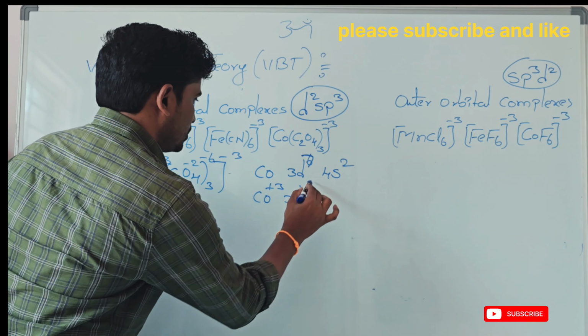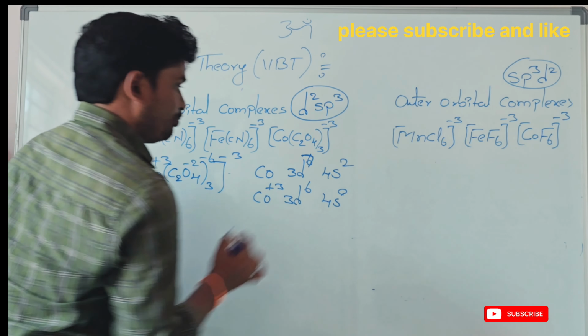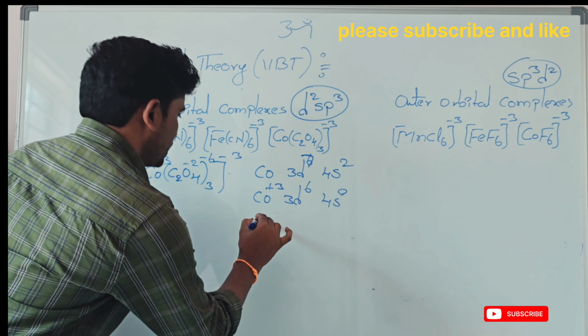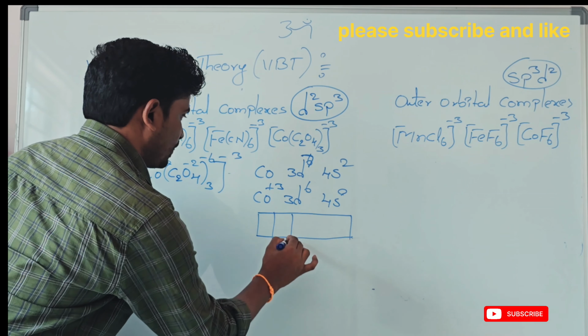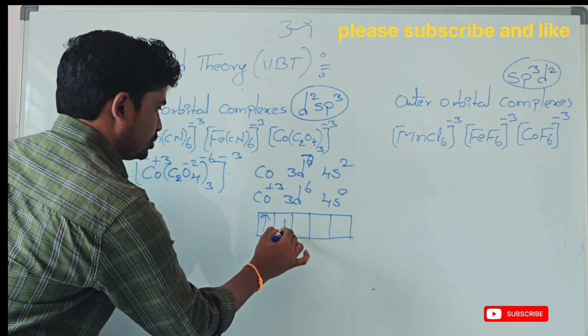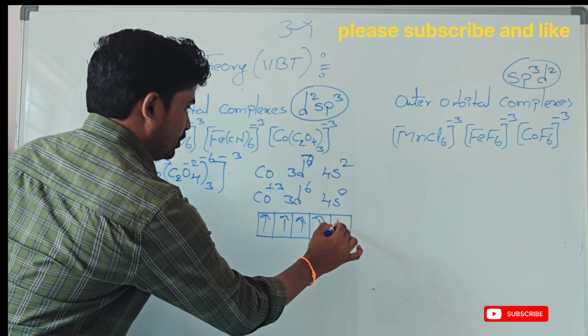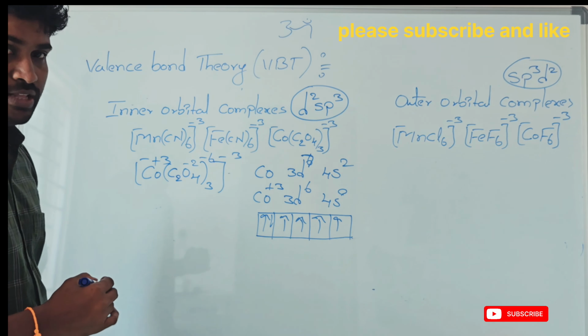So 3d6, 4s0. In the d, how many electrons are available? 6 electrons are available: 1, 2, 3, 4, 5, 6. 6 electrons.